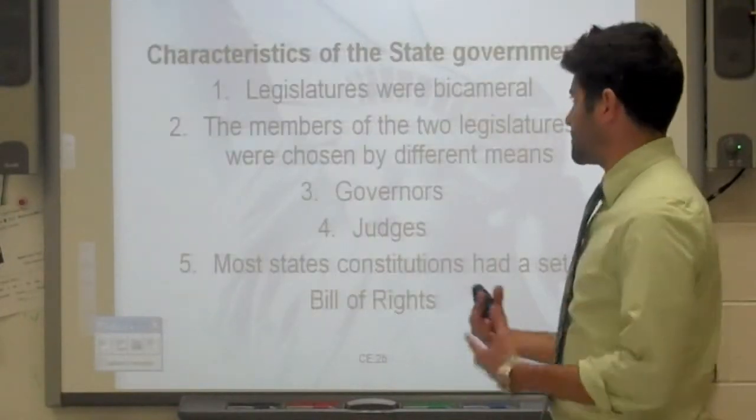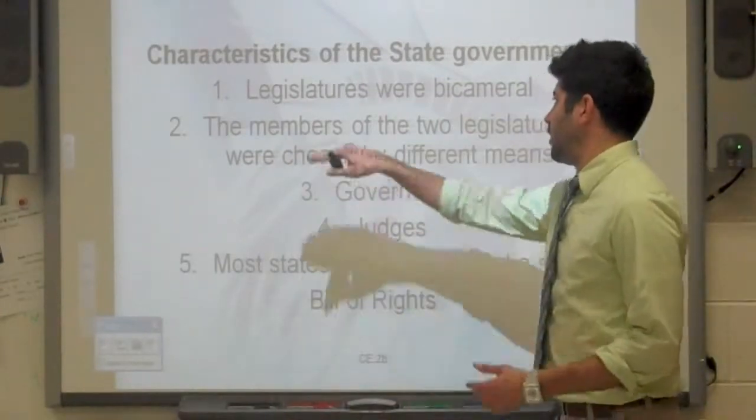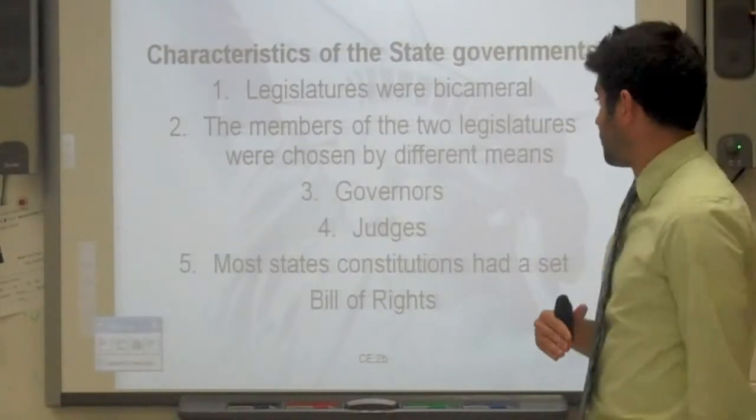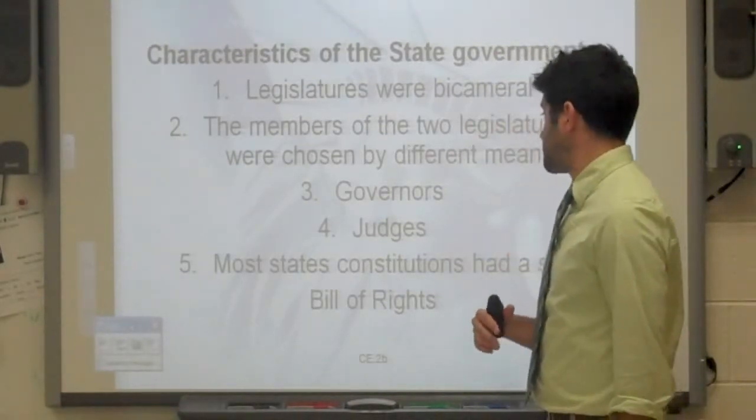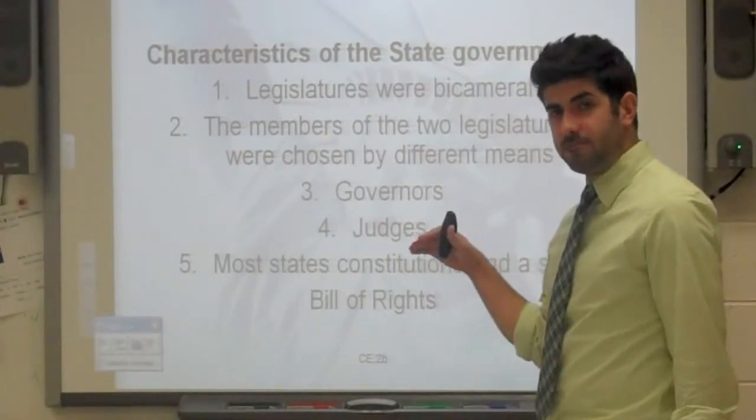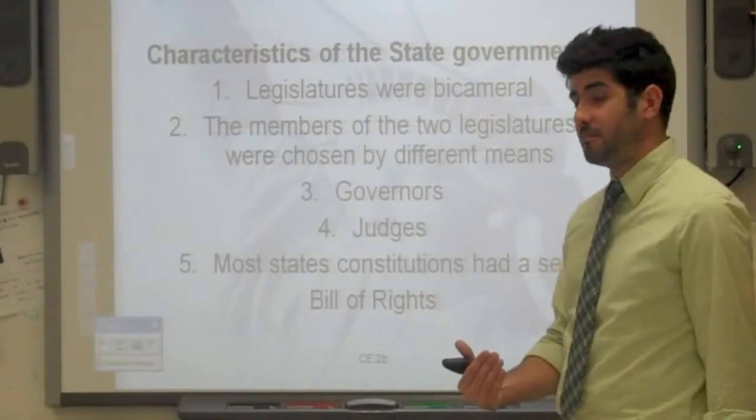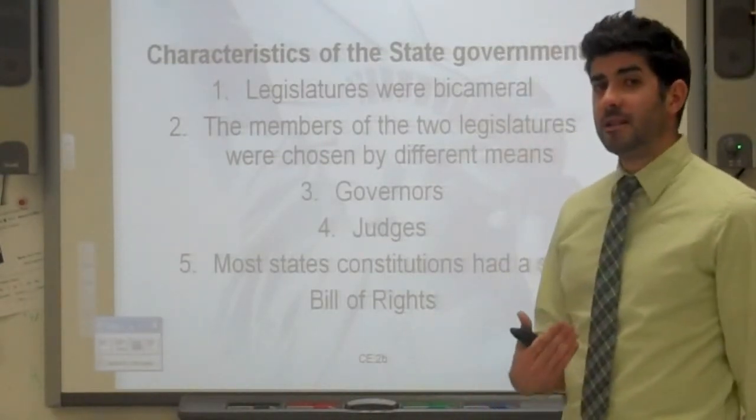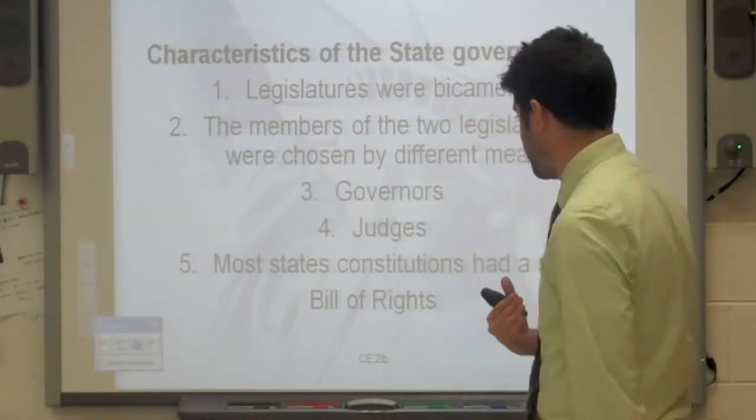Okay. So, some of the characteristics of these individual state constitutions: all the legislative branches were bicameral, meaning 2 houses. The members were chosen by different means, meaning previously, before an amendment was ratified in this country that made senators popularly elected by the people, the upper body was elected by the state legislatures. The House of Representatives was elected by the people.